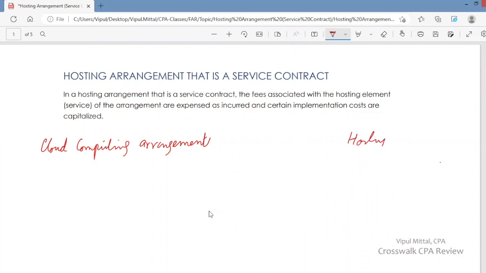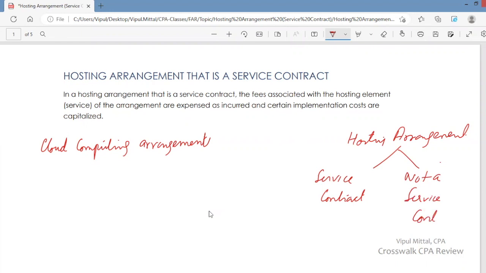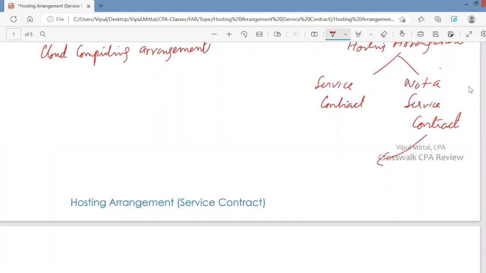Now, a hosting arrangement may be classified as a service contract, or as one that is not a service contract. In the case of a hosting arrangement that is not a service contract, accounting is different. But when do you consider a hosting arrangement not a service contract? You do so when you do not have the software initially, but you have the right to take possession of the software at any time during the hosting period.